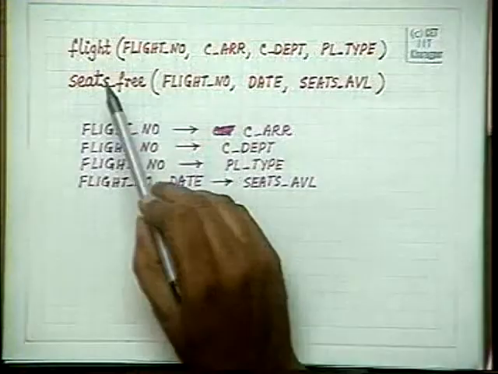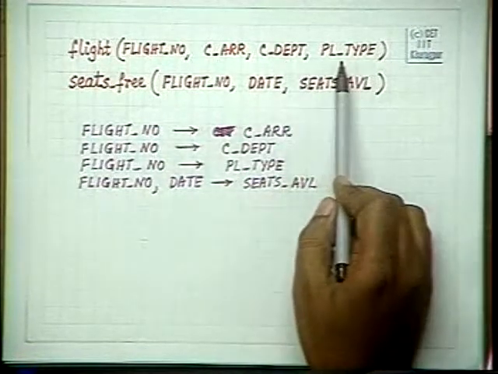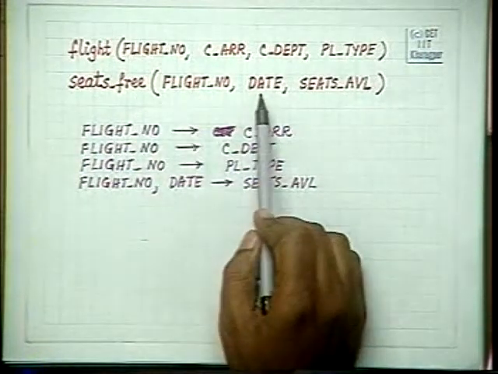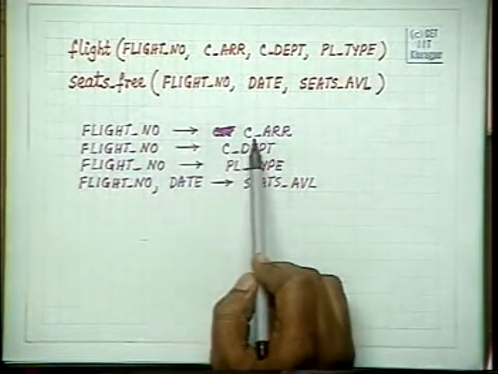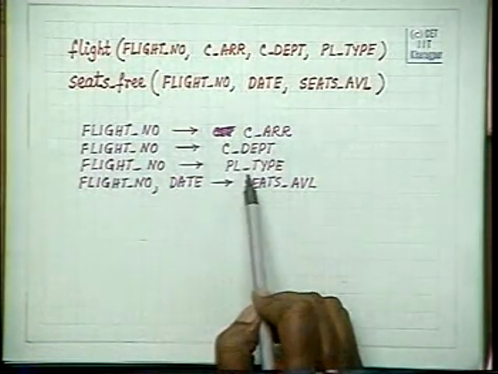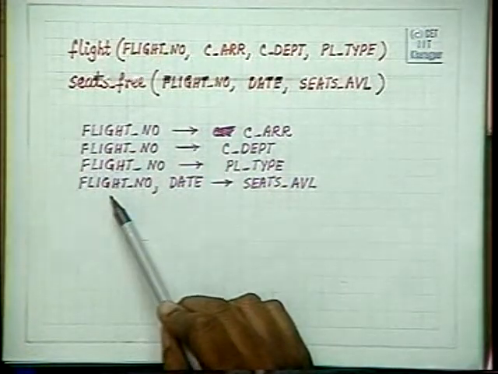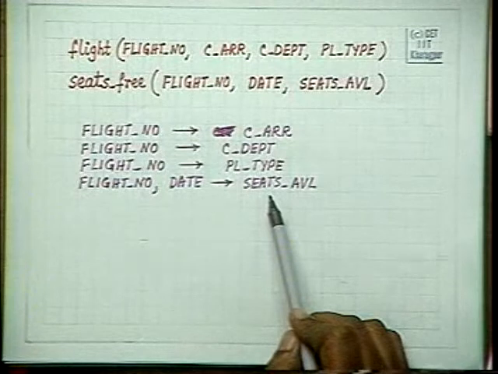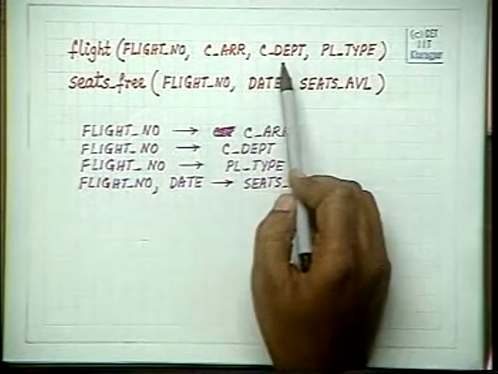This was the flights example, where we had the flight number, the city of arrival, the city of departure, and the plane type as one relation. The seats free relation had the flight number, the date, and the number of seats available. And we found out that flight number to city of arrival, flight number to city of departure, and flight number to plane type are three functional dependencies. And we have another functional dependency stating the flight number and the date determine the number of seats available, which means that whenever the flight number is the same, the city of arrival and the city of departure must be same.